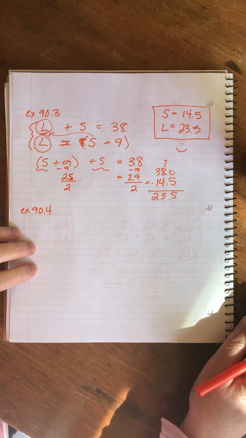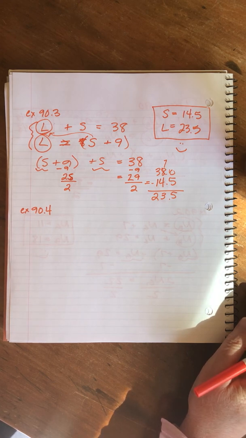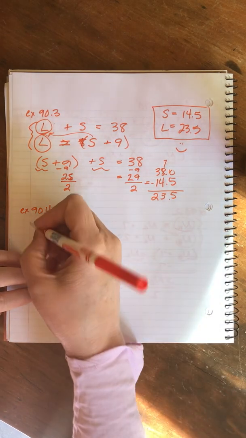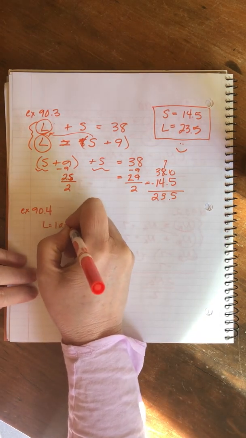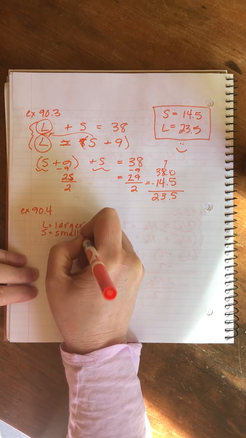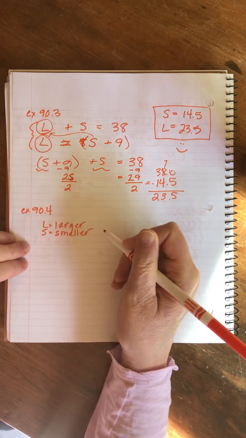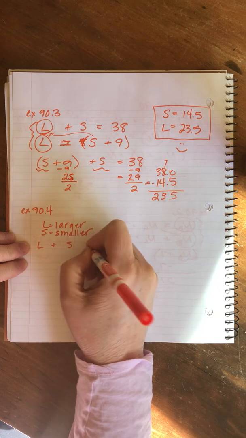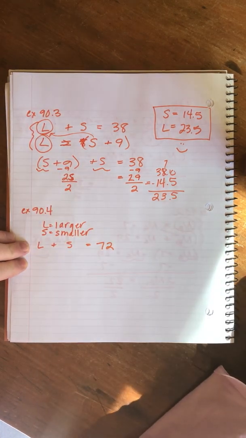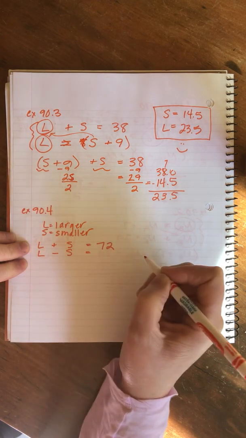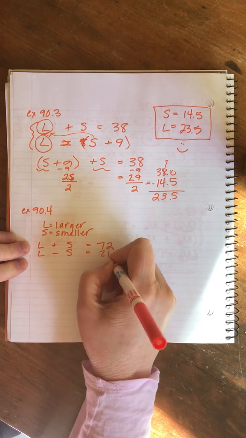The sum of two numbers is 72. The difference of two numbers is 26. What are the numbers? Okay, because we're subtracting, I'm going to use larger and smaller. In adding, it doesn't make any difference. It says the sum of the two numbers is 72. Sum means adding. The difference, and that equals 26.